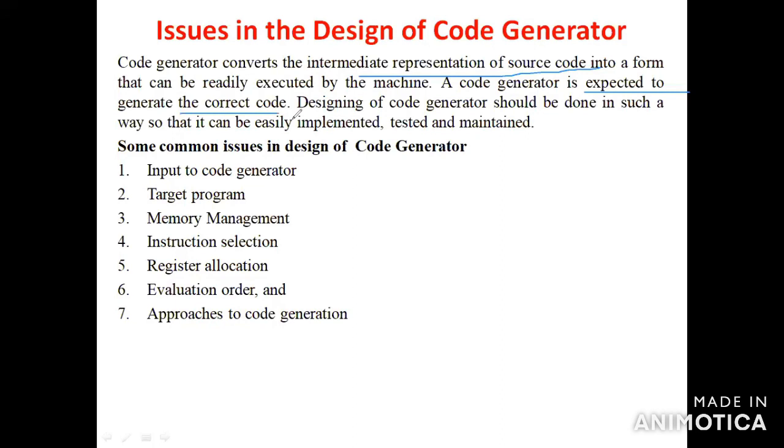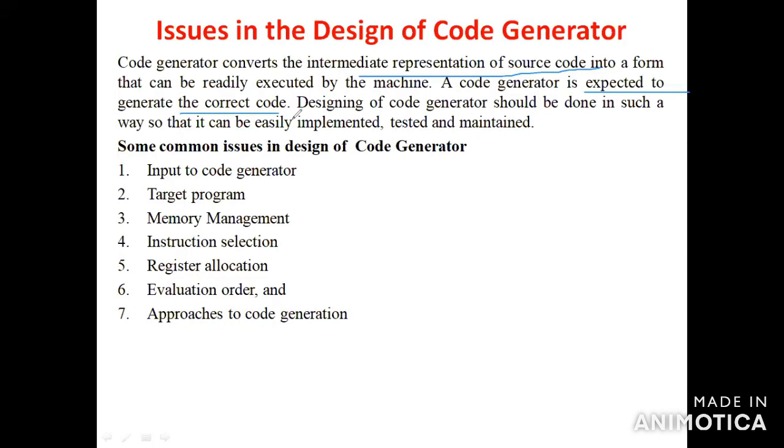Uniqueness, high quality. It should be easy to generate for the target machines. So we have four properties. The first one is correctness. The second one is high quality. The third one is efficient use of resources of the target machine. The fourth one is quick code generation.